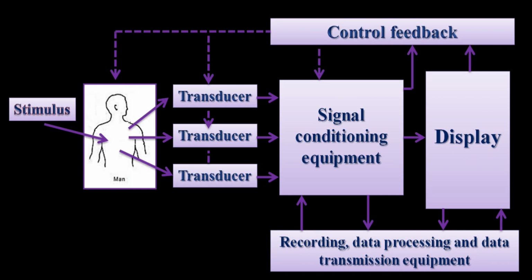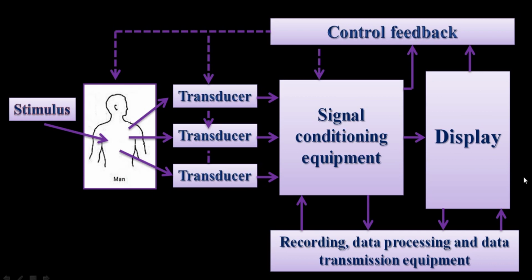Next is signal conditioning equipment. The instrumentation system part which amplifies, modifies or in any other way changes the electric output of the transducer is called signal conditioning equipment. The purpose of signal conditioning or signal processing equipment is to process the signals from the transducers in order to satisfy the functions of the system and to prepare signals suitable for operating the display or recording equipment.